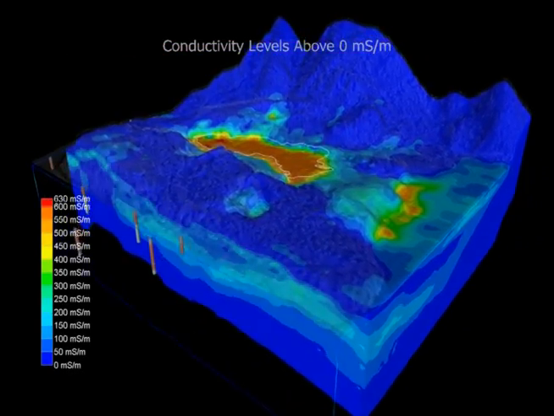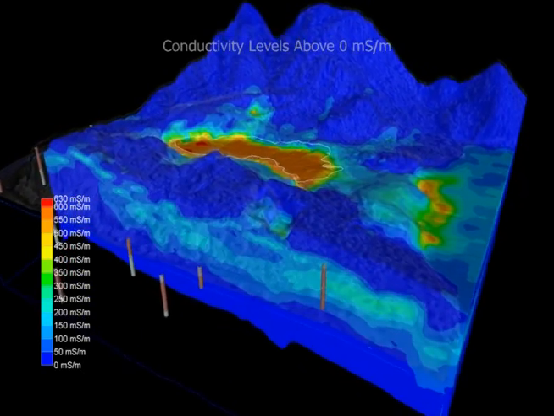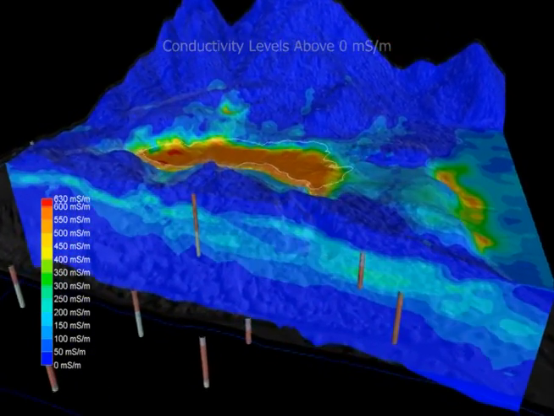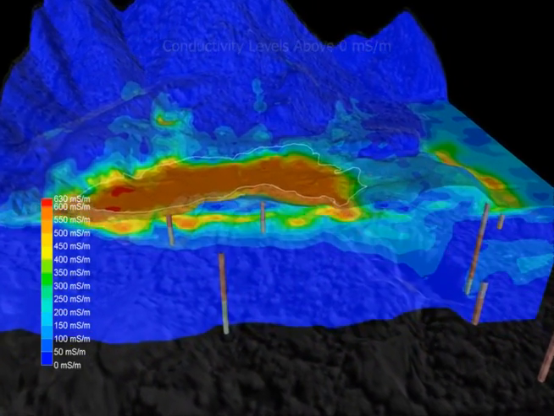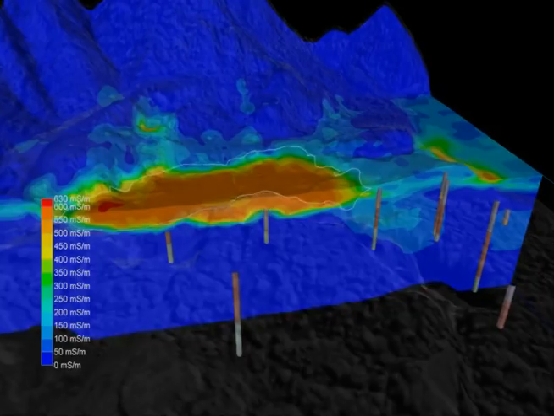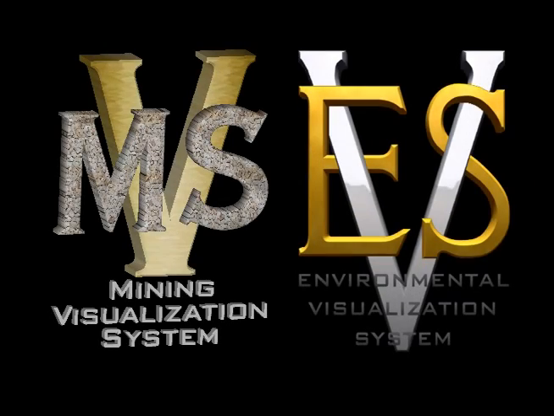For nearly 15 years, EVS has offered the three-dimensional analysis and visualization tools to address the needs of this industry, and we are continually enhancing our products to keep them far ahead of any competitors.